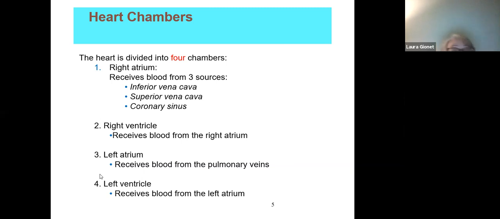So these four chambers, the left and right atria, should contract in unison. And when they start to relax, then the ventricles contract left and right in unison. And then you rest, and that is one cycle.